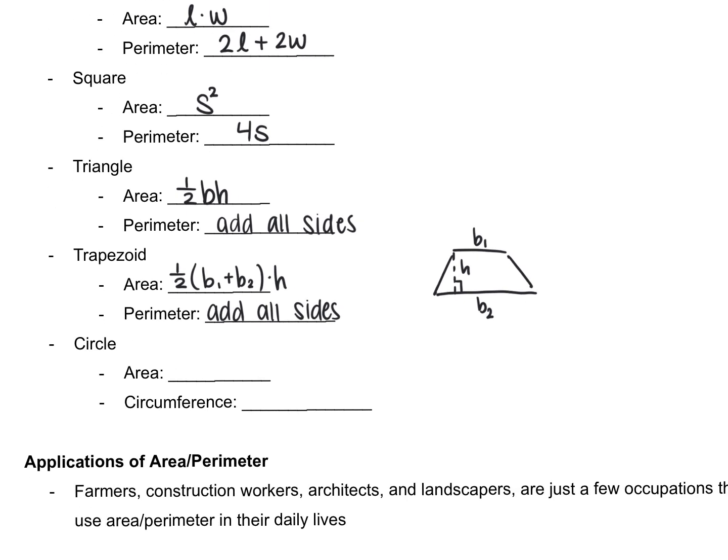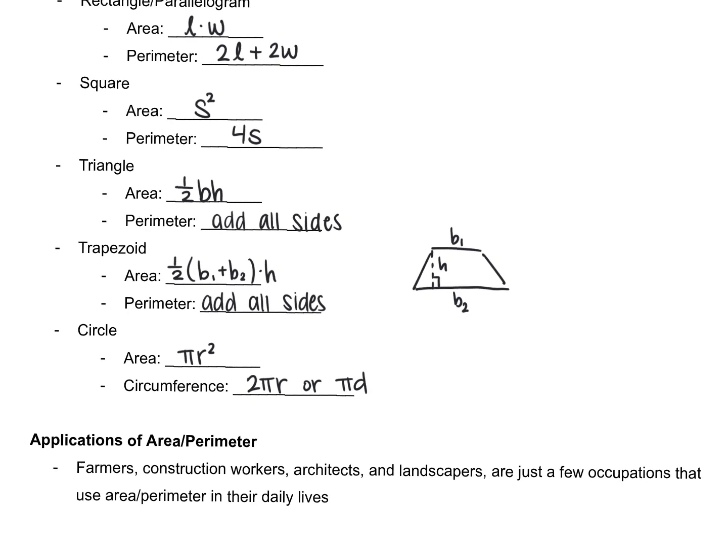And then the last figure is a circle, which we just talked about in Module 4. So just to review, area of a circle is pi r squared, and the circumference is either 2 pi r or pi times the diameter. Both of those are the same formula. And for a circle, remember, circumference is just another way to say perimeter.